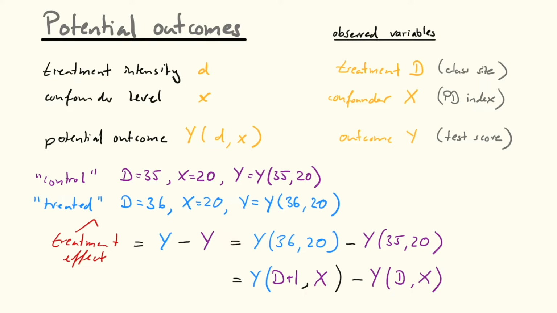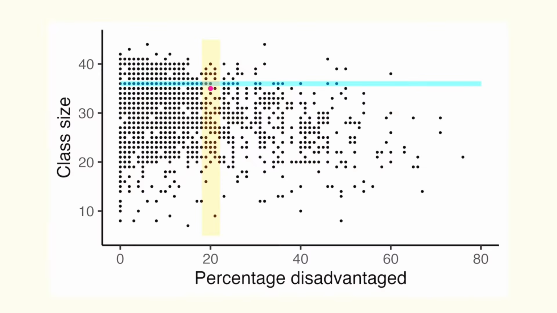Let's try to implement this strategy for estimating the treatment effect using our data. Here I've plotted our data, this time against the dimensions of percent disadvantaged. So this is our confounder. And class size, this is our treatment. Here's our example classroom. It's still here, going strong. And now we're looking for potential in-sample counterfactuals. So our classroom has a class size of 35. So we want to look at classrooms that have a class size of 36.